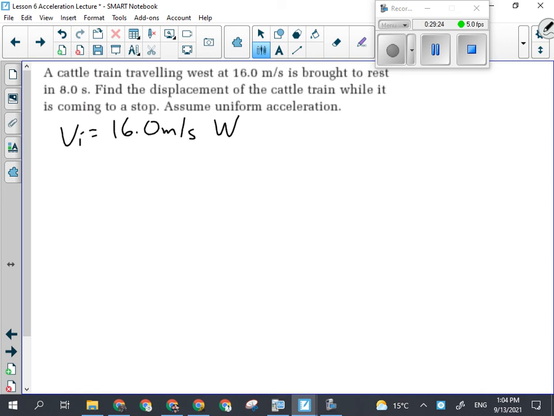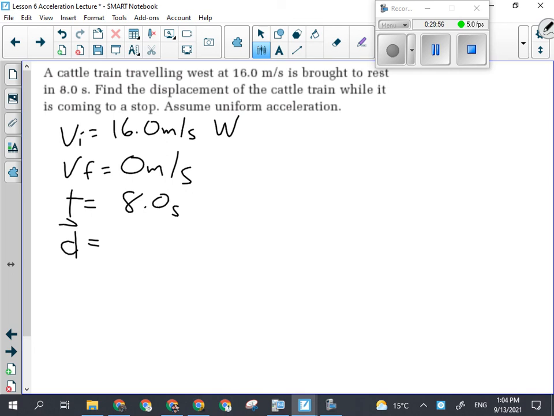Then it says it's brought to rest. So at the end of this question, how fast is it going? 0. So what did they just tell me there? Final velocity. Okay, and it takes 8 seconds to do that. Find the displacement of the cattle train while it is coming to a stop.